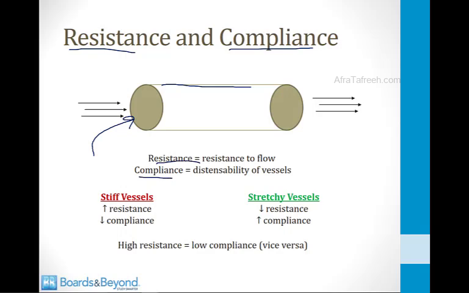The term compliance means the distensibility of vessels, and resistance and compliance are related. So stiff vessels have a high resistance to flow and a low compliance. They are not very stretchy at all. Stretchy vessels have a low resistance to flow and a high compliance, and these are the two concepts of resistance and compliance that are important to blood flow mechanics. High resistance vessels tend to have a low compliance and vice versa.